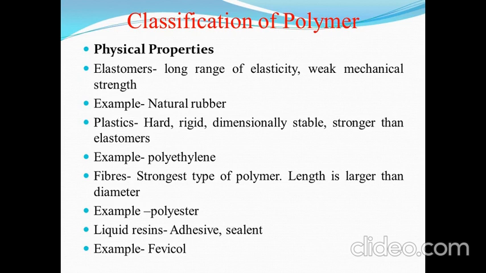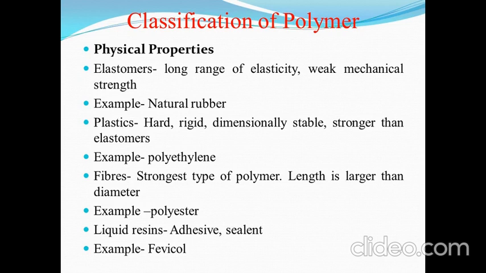Elastomers are characterized by long-range elasticity. They have weak mechanical strength. They undergo high elongation even on the application of low stress. Examples of elastomers are natural rubber, synthetic rubber, and silicone rubber.